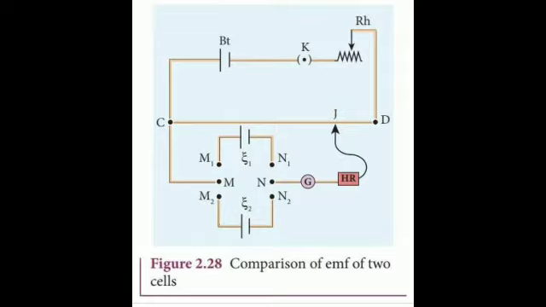By including a rheostat in the primary circuit, the experiment can be repeated several times by changing the current flowing through it. This is the working of a potentiometer.